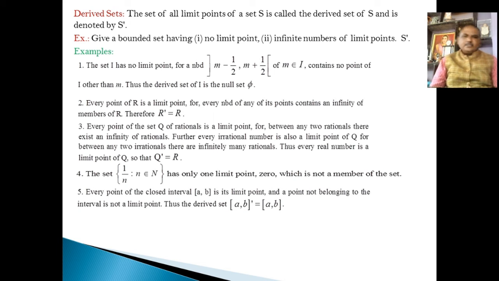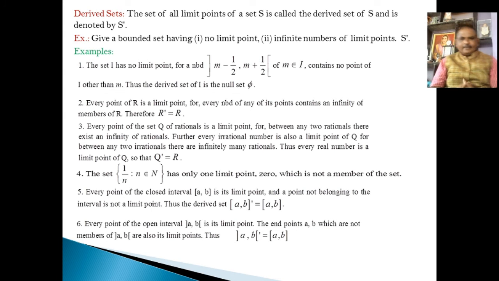Every point of the closed interval [a, b] is its limit point. So take any closed interval. All the points of the closed interval are its limit points, and a point not belonging to the interval is not a limit point. Outside of this interval, no point is a limit point, but all the points of the interval are limit points. Thus the derived set of this interval, [a, b]', is equal to itself.